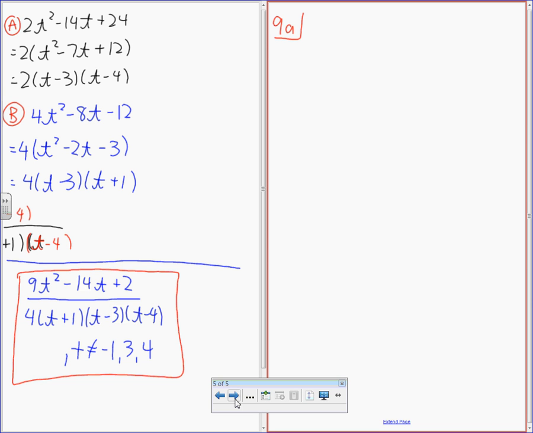Understand. 9A says 2x cubed over 3y squared times 9y over 10x minus 2y over 3x. All right.